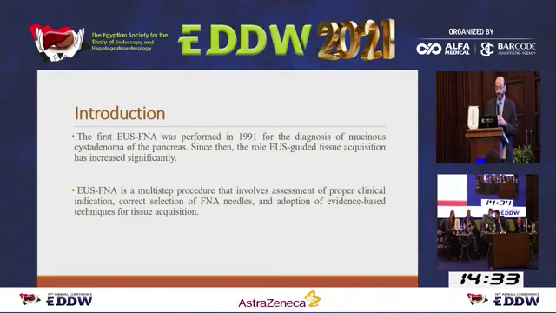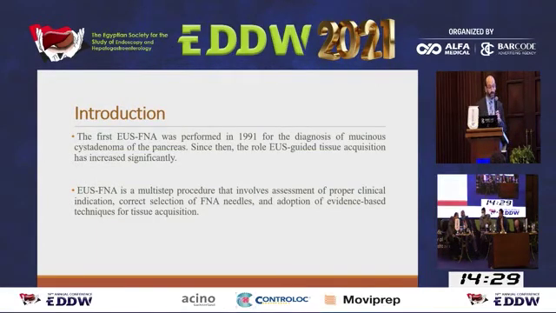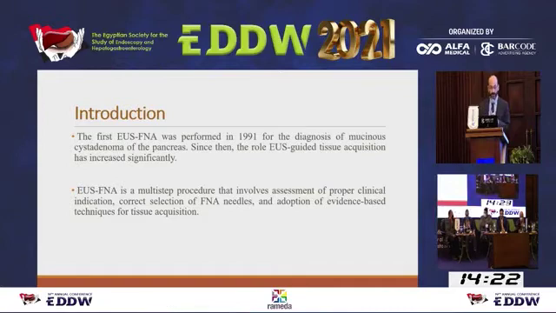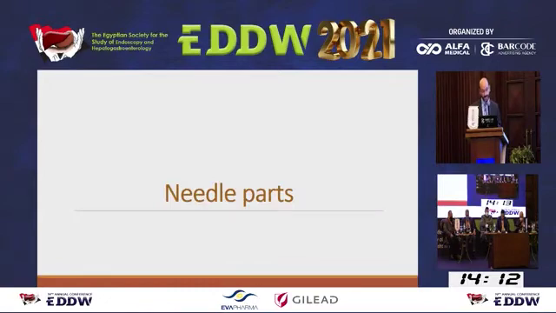The first part: EUS-FNA started in 1991, with the first case for diagnosis of a mucinous cystic lesion. Since that time, the role of EUS-guided tissue acquisition has increased significantly. EUS-FNA is a multi-step procedure. It includes proper clinical indication, correct selection of the FNA needle type, and adoption of evidence-based techniques. So we will move to each part.